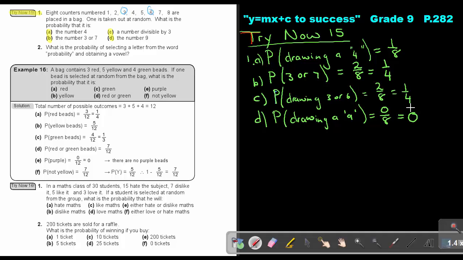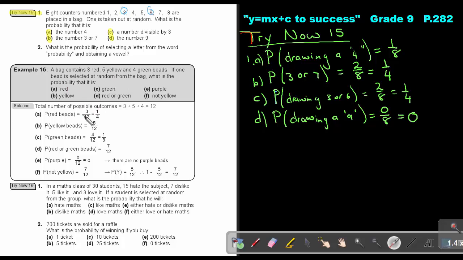Let's look at another example. A bag contains 3 red, 5 yellow, and 4 green beads. If one bead is selected at random from the bag, what's the probability that it is red? Okay, so red. First count everything together. So that's 12. So it's 3 out of 12, so that's a quarter.